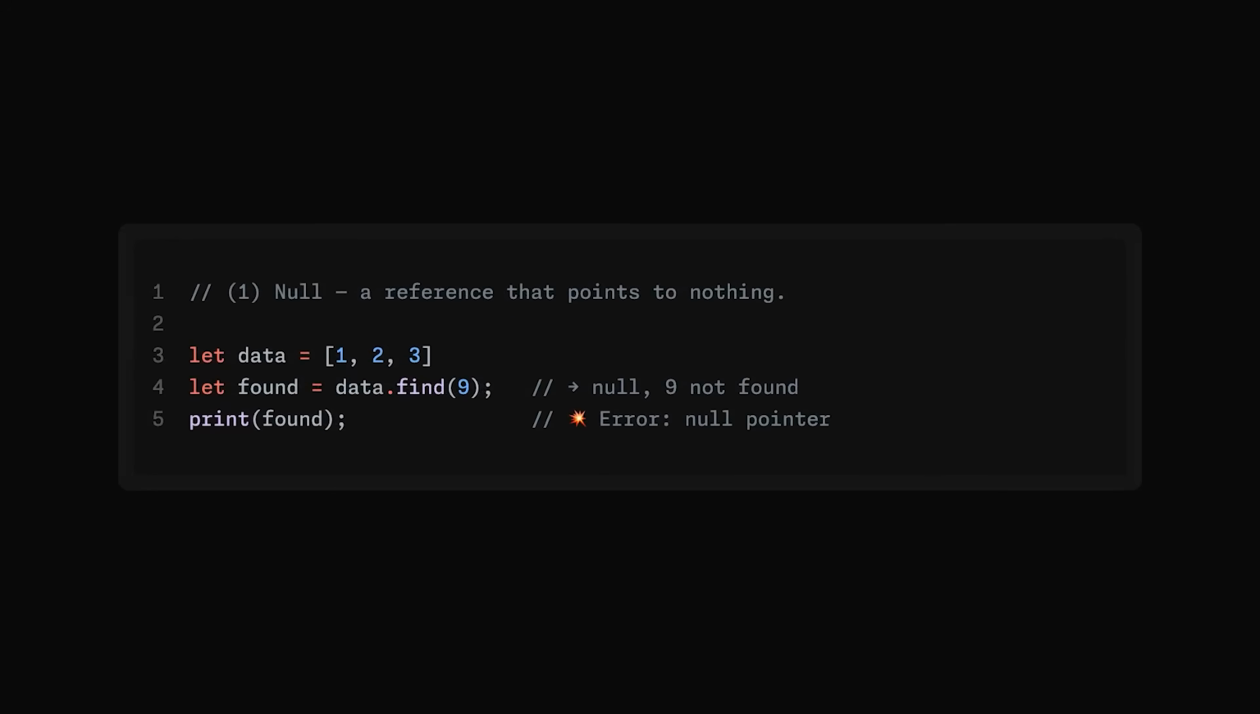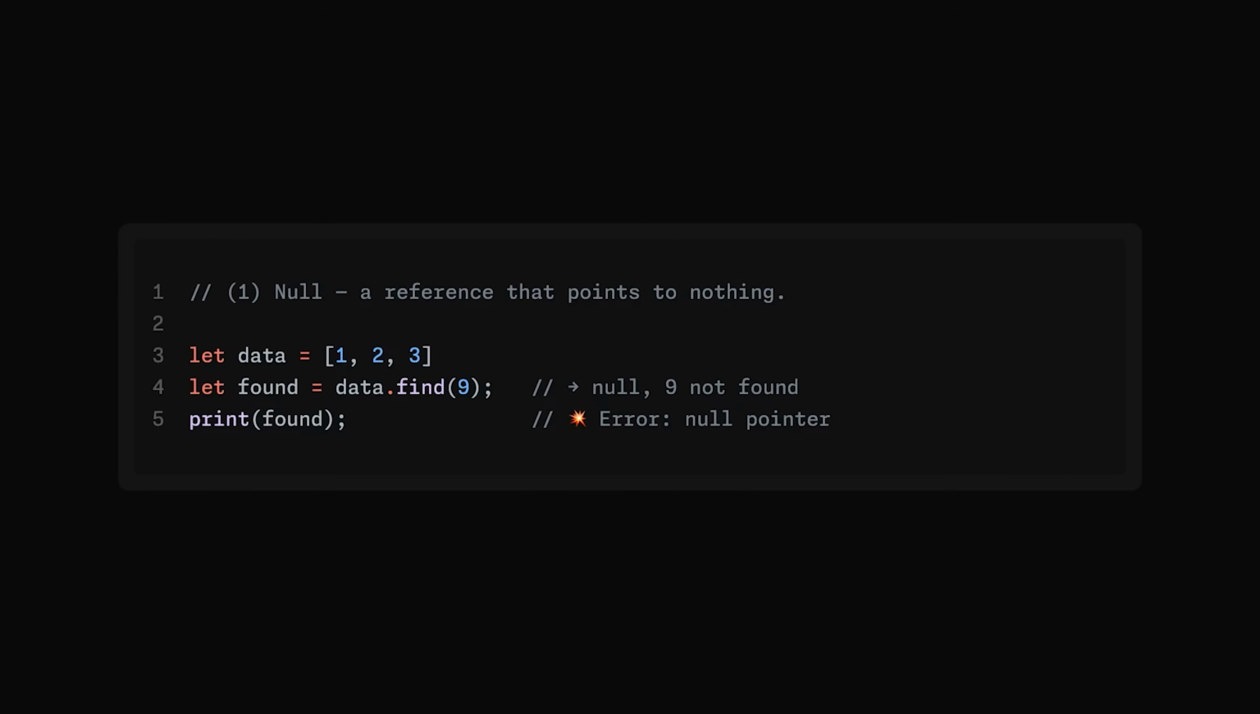The first is null, which is a reference that points to nothing. In our example, if we try to get the value at index 9 in the data, it results in a null pointer exception in languages like Java because that index doesn't exist in the data. This is an extremely common and annoying source of bugs in production. It's so problematic that even its inventor, the person who invented the concept of null, Tony Hoare, famously called null his billion-dollar mistake. So what can we do?